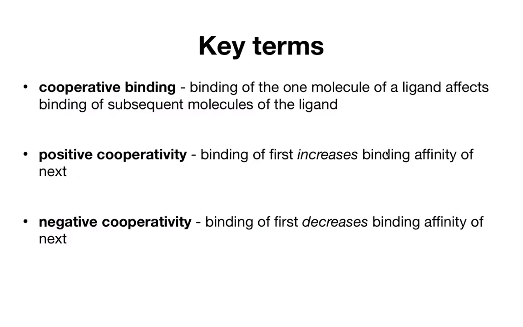To review, the key terms for today are cooperative binding. This is where binding of one molecule of the ligand affects binding of subsequent molecules of the ligand. This can be positive cooperativity, where binding of the first increases the affinity of the next, or negative cooperativity, where binding of the first decreases affinity of the next. So remember, this is like if Sally got married and then that made Jane more likely to get married, that would be positive cooperativity. But if Sally got married and then started talking about how awful marriage was, well, now Jane would be less likely to get married. That would be negative cooperativity.